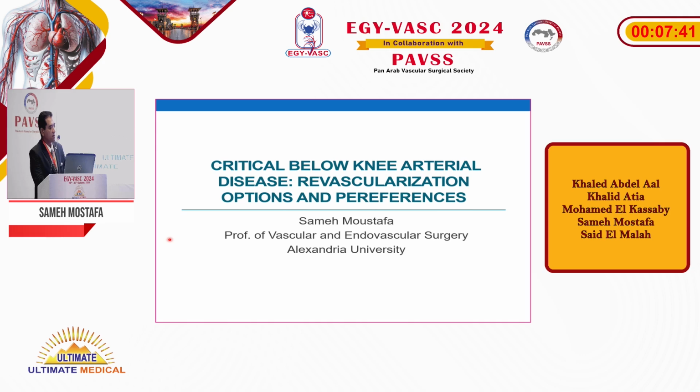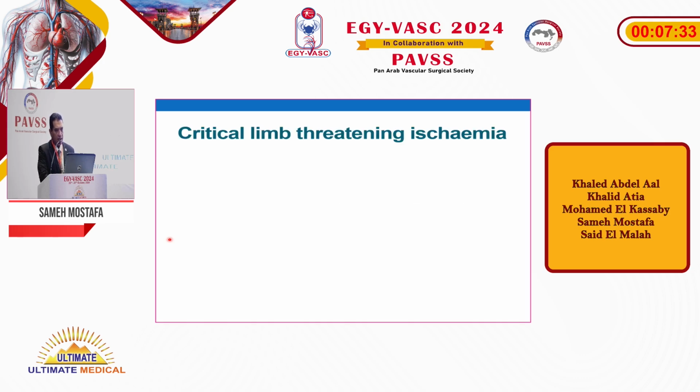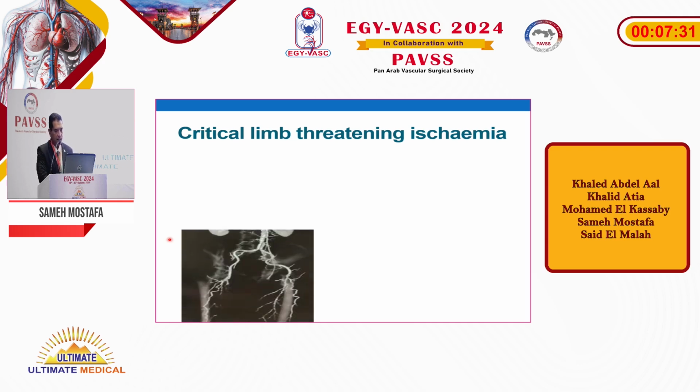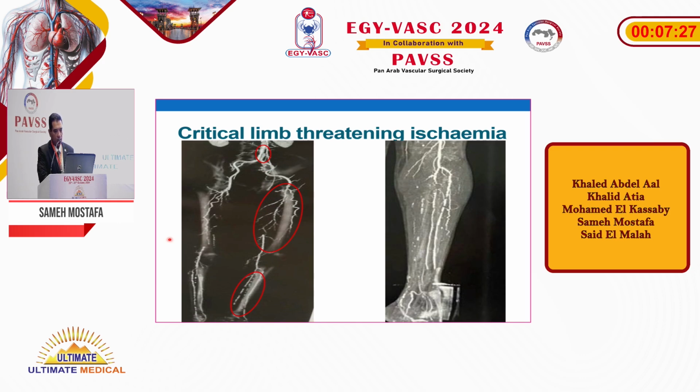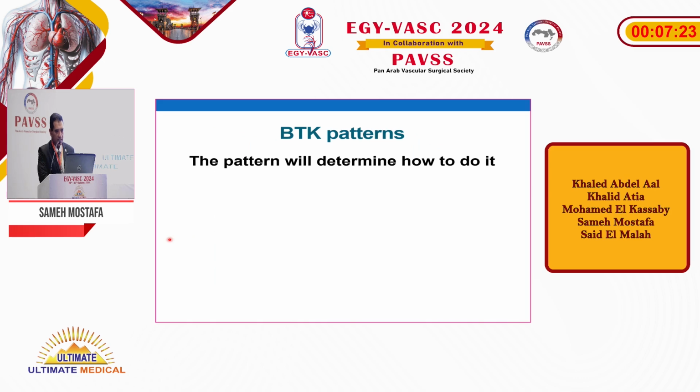Today we are going to speak about the infragenicular disease, revascularization options and preferences in critical limb threatening ischemia. Critical limb ischemia either is caused by multi-level disease like this, or more commonly a diffuse tibial affection. It's a common pattern in diabetic patients. The pattern of the tibial artery disease will determine how to do a revascularization.